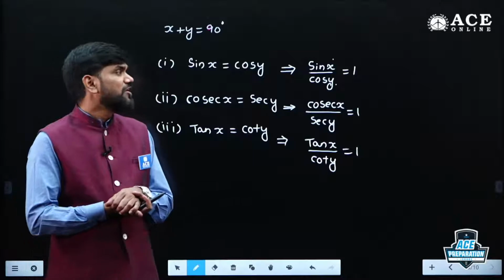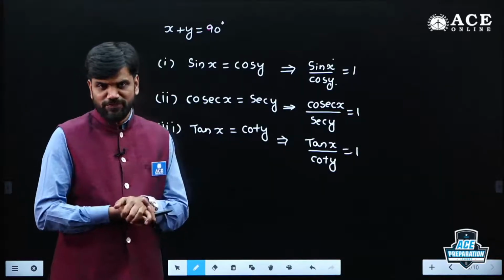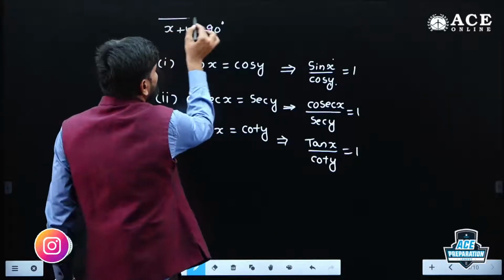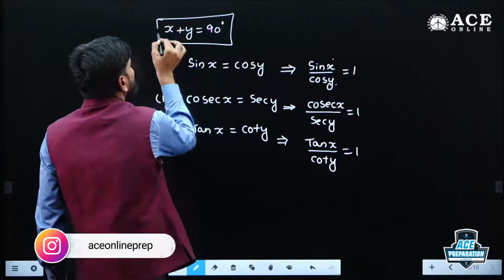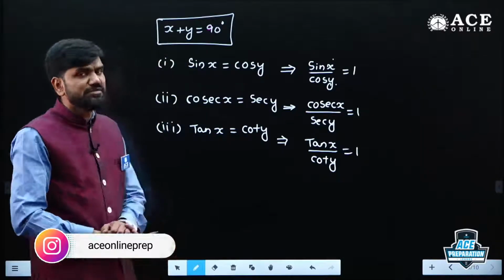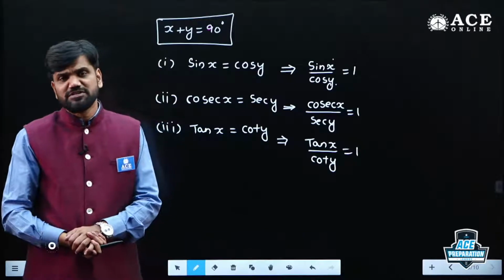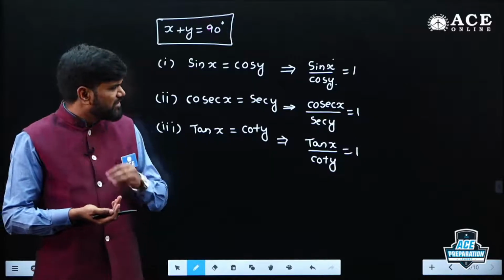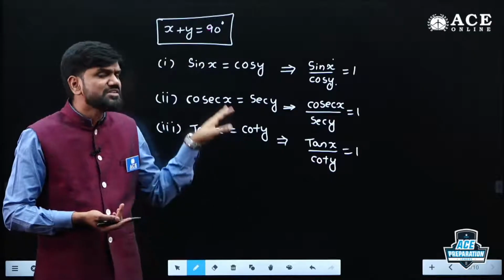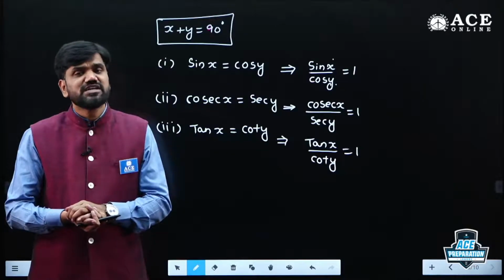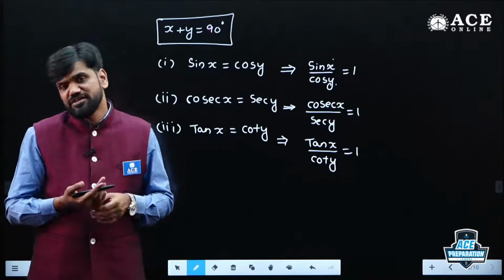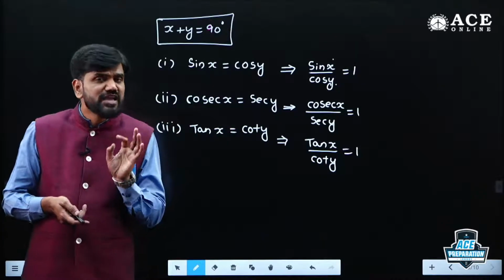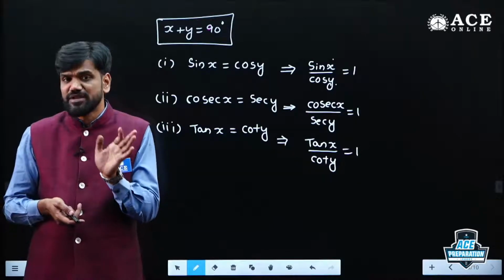The reason being, how they give the questions based on this, I will show you now. When x plus y equals 90 degrees, whatever results you are going to get, you have to be a master in all those things, because in every competitive examination, in SSC CGL, definitely they are going to give at least one question from these relations. When x and y together add up to 90 degrees, how these things are related. Based on this, the questions are almost guaranteed in every exam.